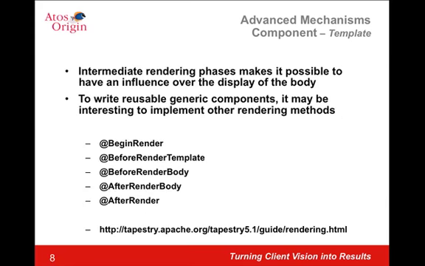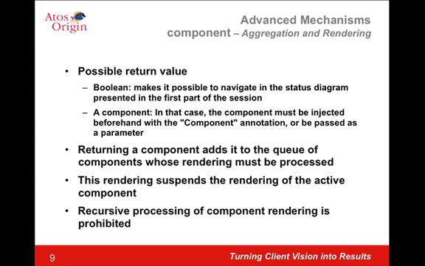As with the pages, it is possible to implement methods that will be executed during the rendering phase. These phases will be useful to influence the display of the component's body. We have, for example, the BeginRender, BeforeRenderTemplate, BeforeRenderBody, or AfterRenderBody phases. In these methods, we can either return a boolean, which will move to the next phase, or return a component. Returning a component will add it to the queue of components that are rendering, to be processed.